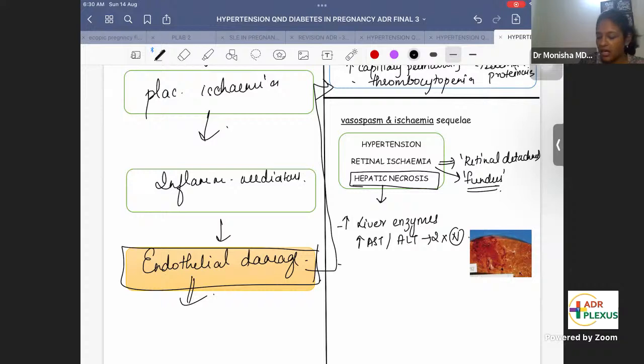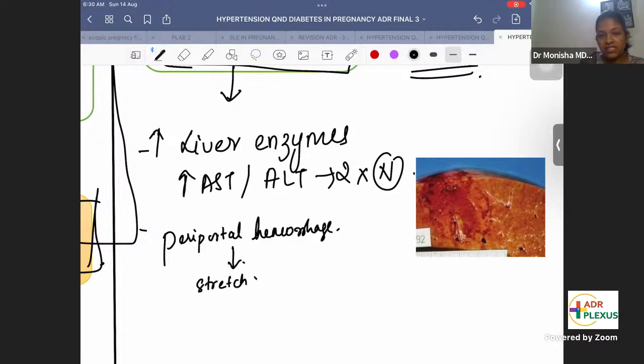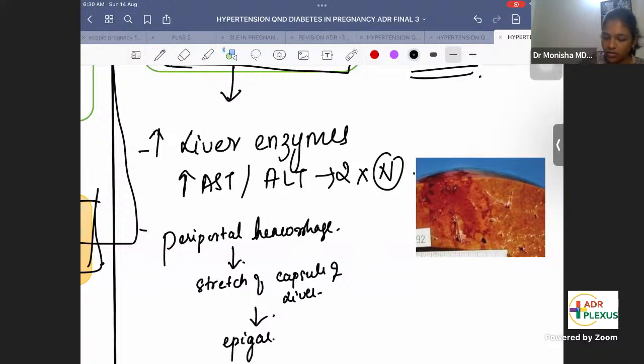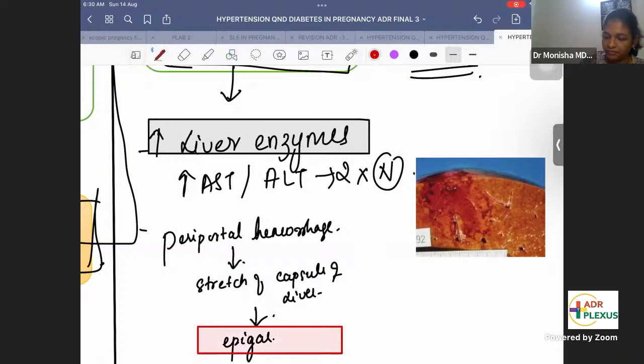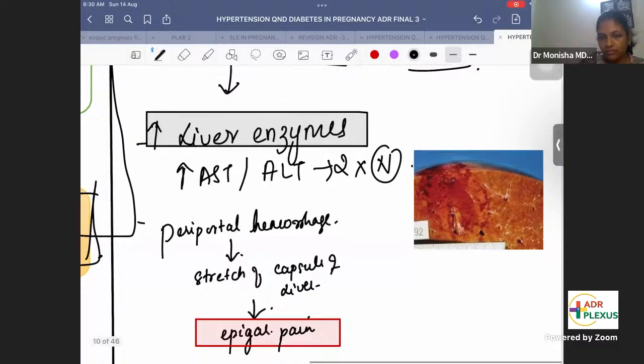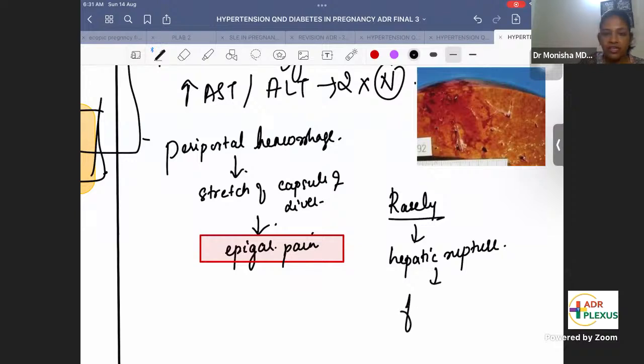Another very important thing is there can also be periportal hemorrhages. You can see in this picture, there are periportal hemorrhages. And the hemorrhage will start collecting. So there is a stretching of the capsule of the liver. That will lead to epigastric pain. So now you would have understood why there are increased liver enzymes and why there is epigastric pain. Rarely, remember, rarely there can also be hepatic rupture. And this is a fatal condition.